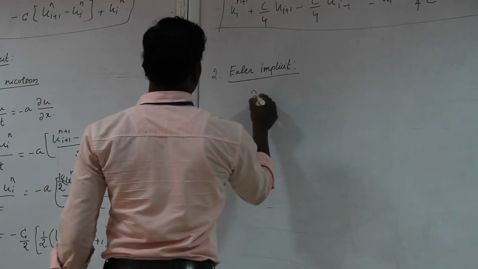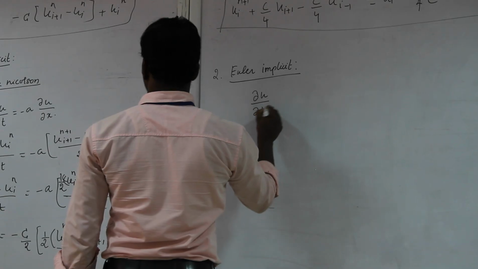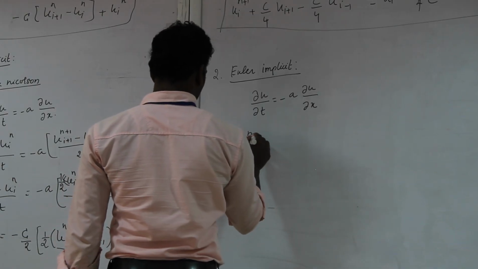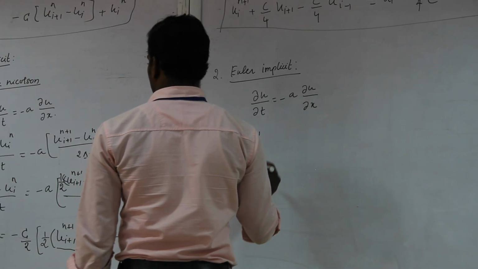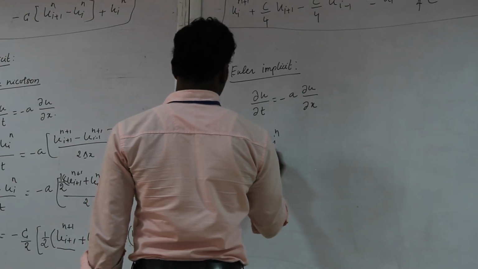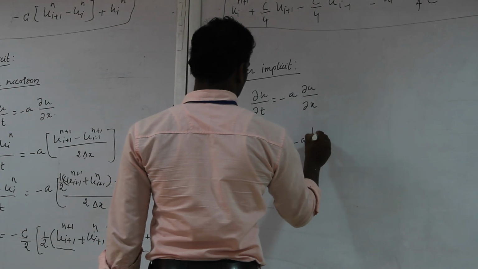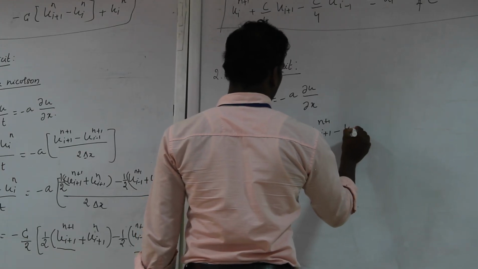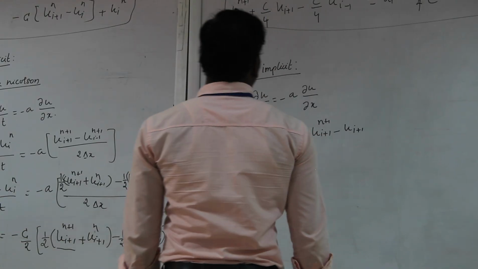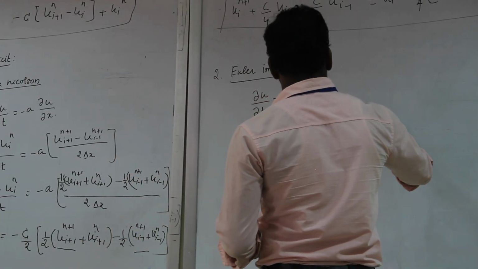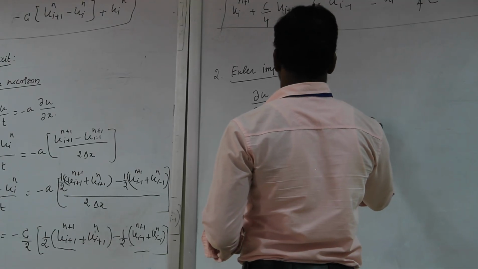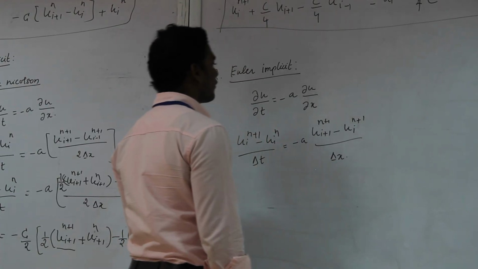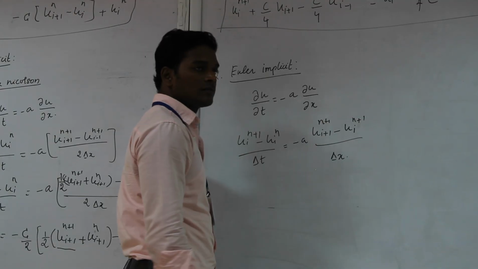Euler implicit, n plus 1. So instead, I have used here a one-sided difference. That's all. In the space march I apply the forward difference. Okay.